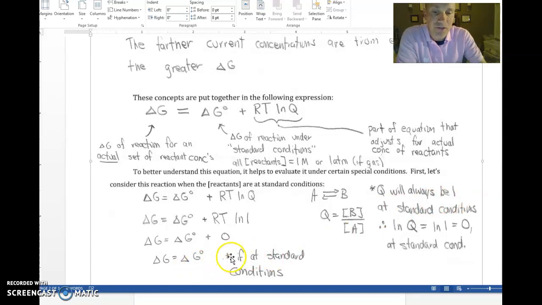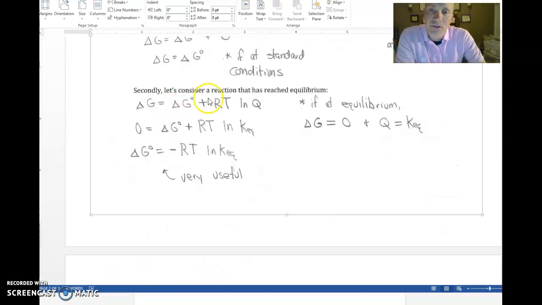The next situation I want to consider is what happens if you've got a reaction that is at equilibrium. Recall that at equilibrium, your delta G is going to be 0. That's the position where there's not a tendency to go to the left or to the right. There's no reason for it to change, so the free energy change at that point would be 0. Also, if you have equilibrium, that means your reaction quotient is equal to your K equilibrium.